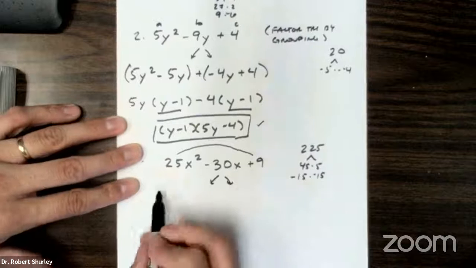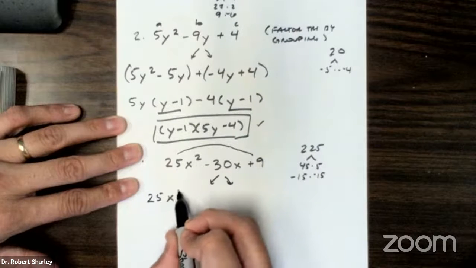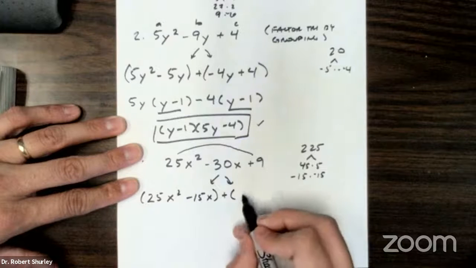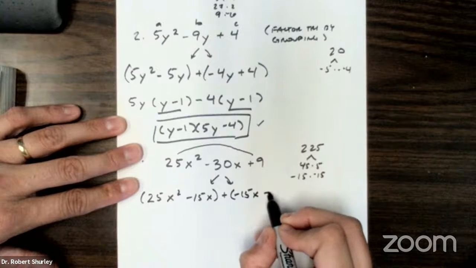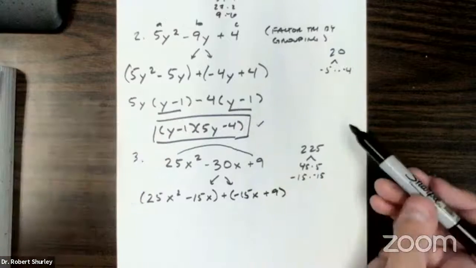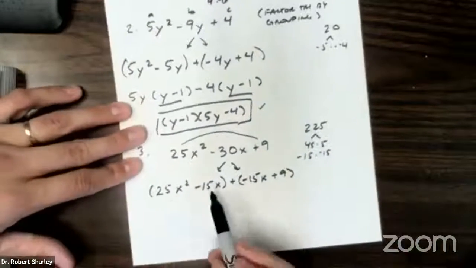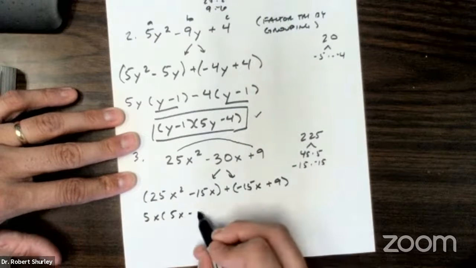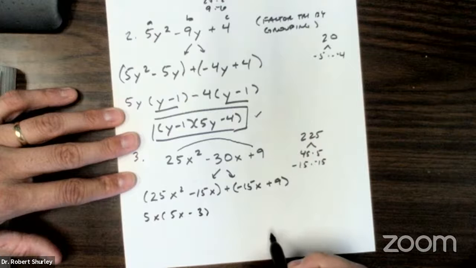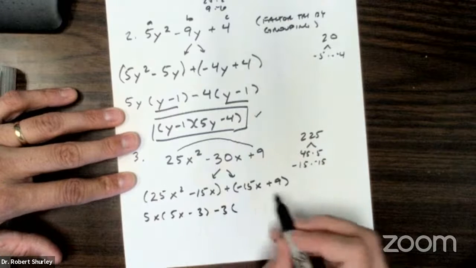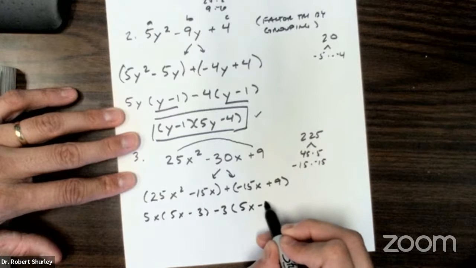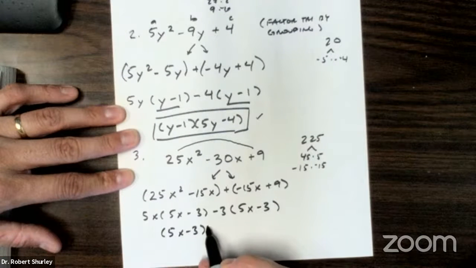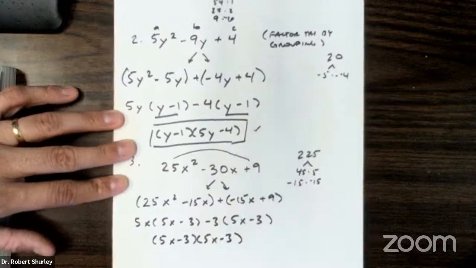So I'm going to split this apart and I get 25x squared minus 15x. I'm just going to automatically put in parentheses because it's factoring by grouping. If you're doing the box method, just keep rocking and rolling. I'm going to factor 5x out of here, and it gives me 5x minus 3. I'm going to factor out a -3 here to change the sign. So that would give me 5x minus 3. And I wind up with 5x minus 3 times 5x minus 3.